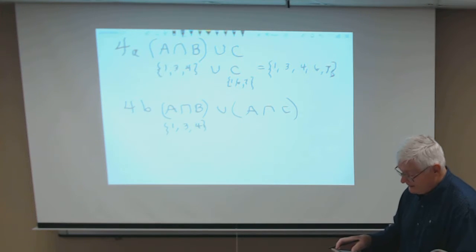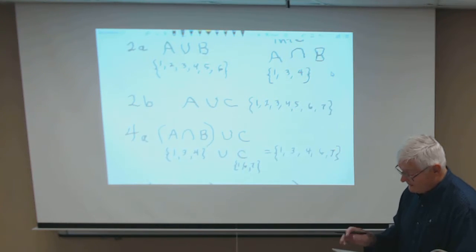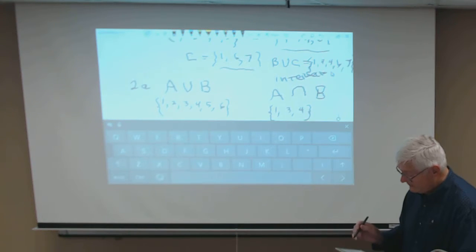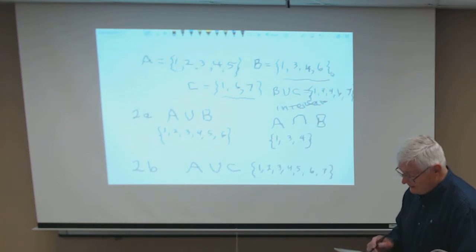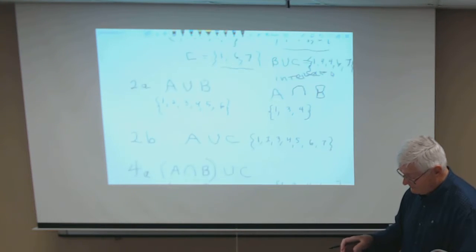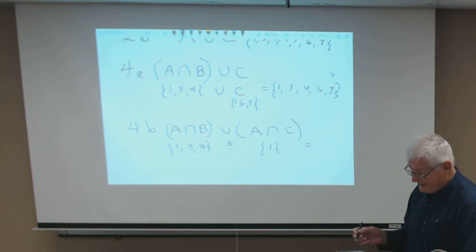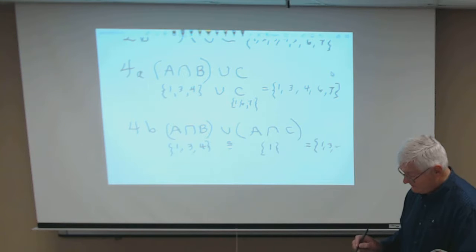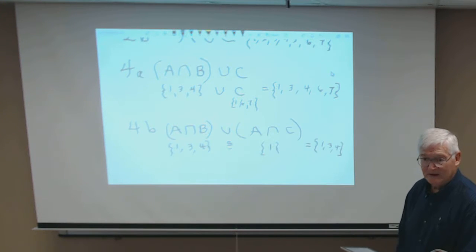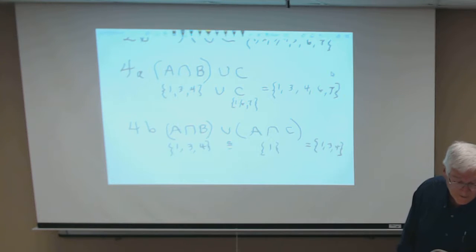And A intersect C, that was 1, wasn't it? So A intersect C is 1. And what am I supposed to do with those? Unite them. So what do I get when I put them together? 1, 3, 4. Everybody follow the process? Well, then we're on our way.